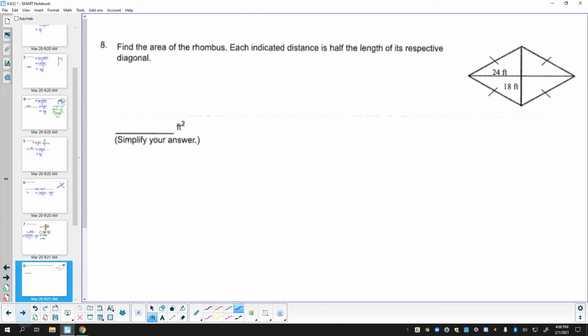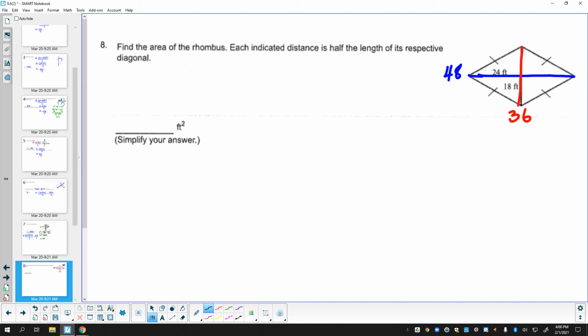All right, number 8 should be pretty easy. No Pythagorean theorem involved there. Okay, you have 24 and 18. So 24 all the way across. Okay, 24 is half. The other half would be 24. That total is going to be 48. Okay, and then I'm running top to bottom, 18 and 18. That is going to give me a total diagonal length of 36.